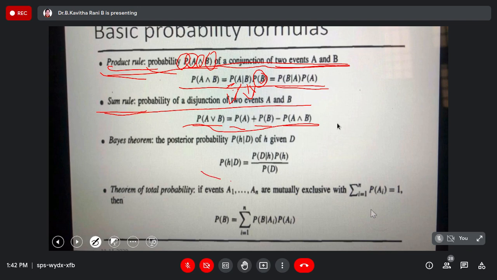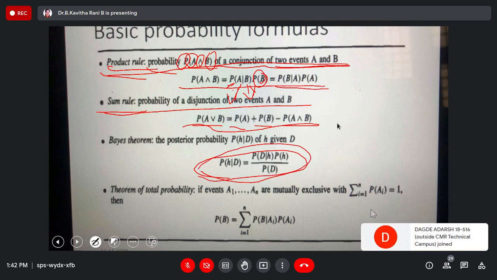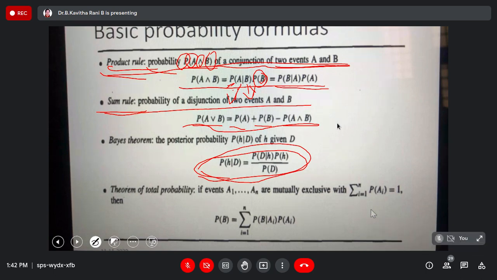Yesterday we saw the Bayes theorem concept. So this is the Bayes theorem formula, which we will be using for finding the probability of the hypothesis, that is, which particular hypothesis has the most likelihood given the training examples. For that purpose we will be using Bayes theorem with the MAP concept.